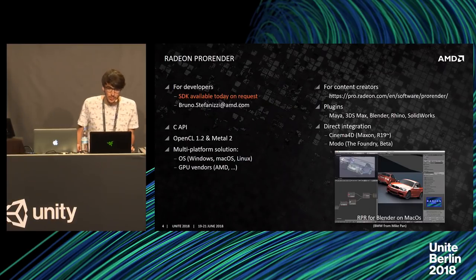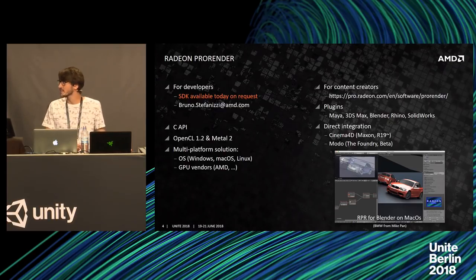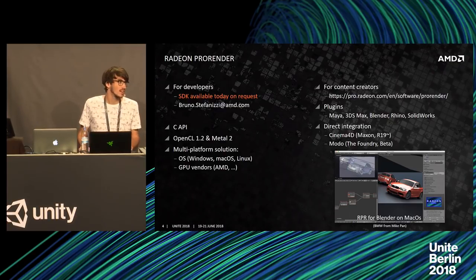As I mentioned, ProRender is available for developers. If you're interested in having access to the SDK, please get in touch with Bruno at this email. And what you'll find is a C API. Essentially, we expose a bunch of functions that allow you to create a scene, add some geometry, add some textures, some post effects, and render. We implemented ProRender using OpenCL 1.2, which gives us nice cross-platform abilities. And on Mac, we recently added Metal 2 support. So it's completely cross-platform, and runs across all major OSs: Windows, Mac, and Linux.